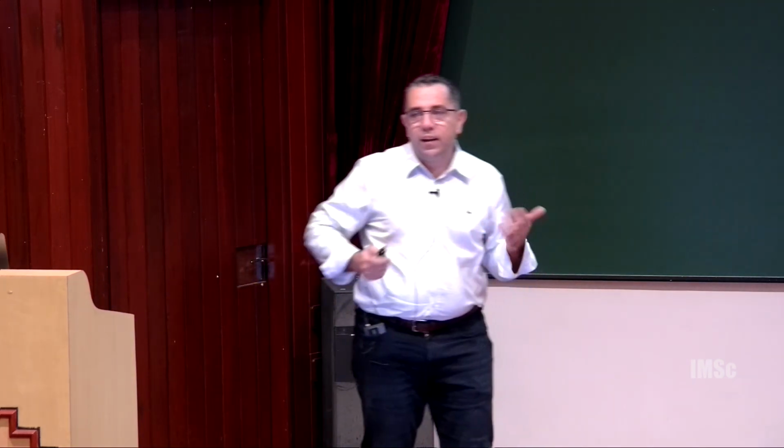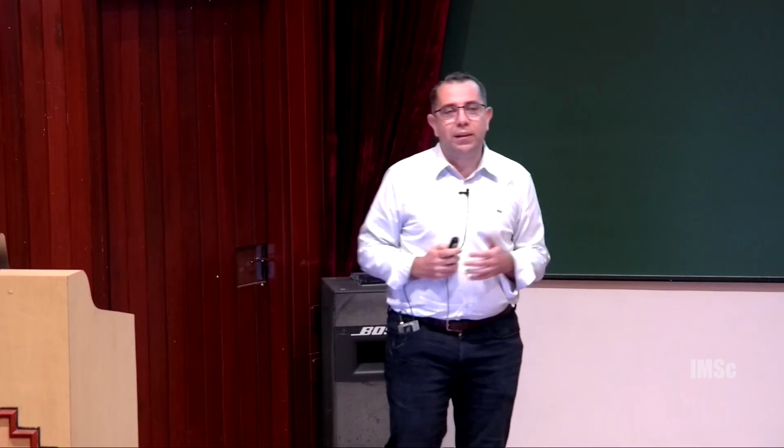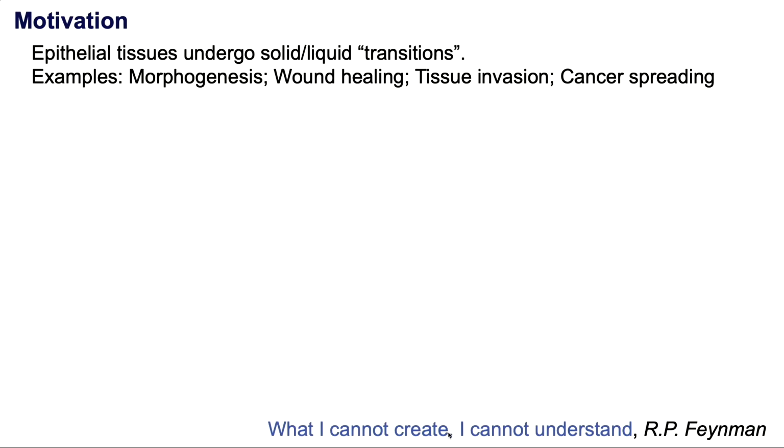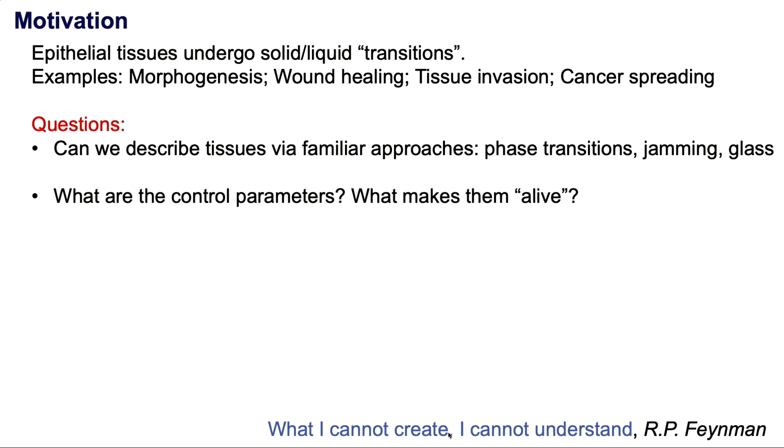The motivation is that tissues are solid, but they do exhibit some transition from a solid phase to a kind of flowing one. Examples are morphogenesis, wound healing, or tissue invasion and so on. So a natural question, at least for our community, is can we describe tissue using tools and methods that are standard in statistical physics? Can we describe them in terms of a glass transition or a jamming transition or these kinds of approaches?